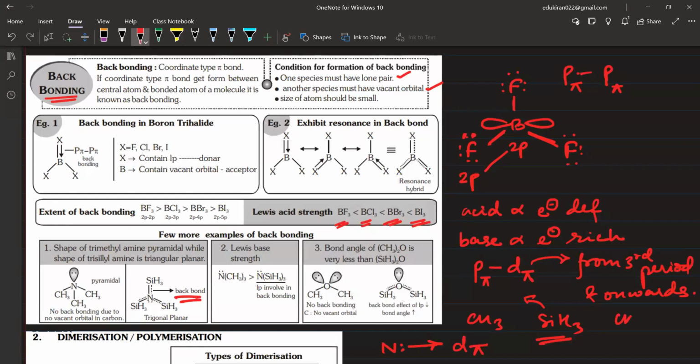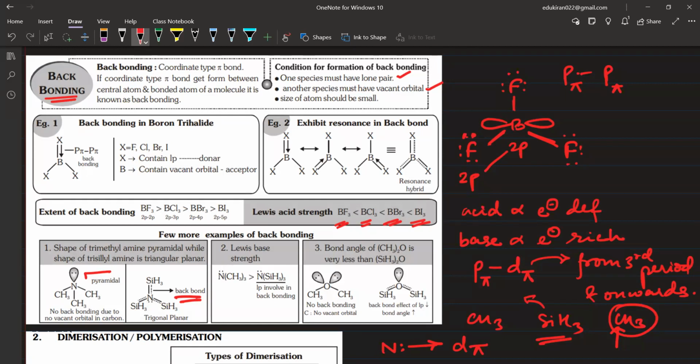But if I have CH3, that is methyl, this carbon atom is not going to have any vacant d orbital. That is why that back bonding cannot take place. Achha. What is the consequence of this? There are two consequences. First of all, if there is no back bonding, then the shape of this molecule will be pyramidal. But if there is back bonding, then the lone pair is not localized. That is why it will become trigonal planar.